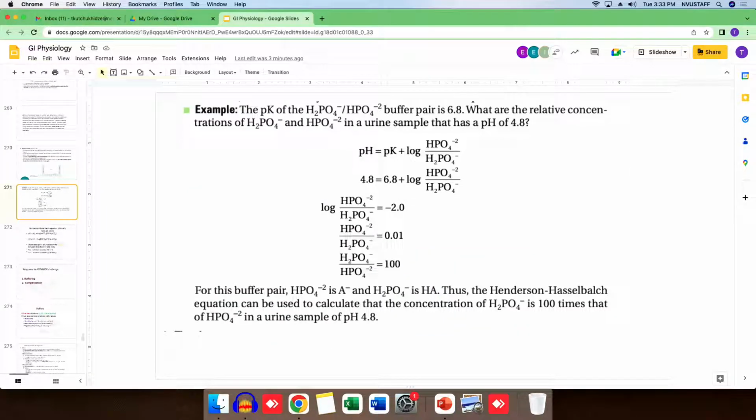Do you want to do an example of calculating the pH? Yeah. Can you repeat? Yeah, titration curve.